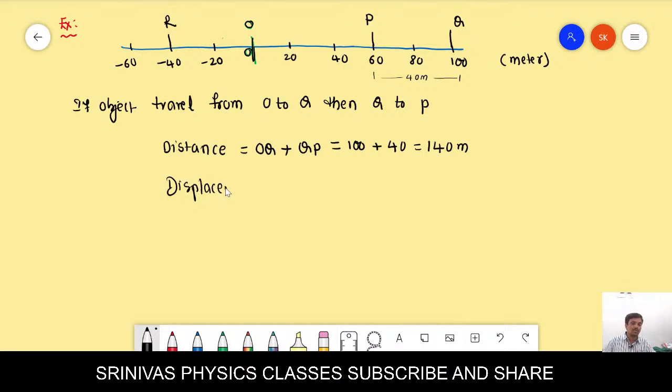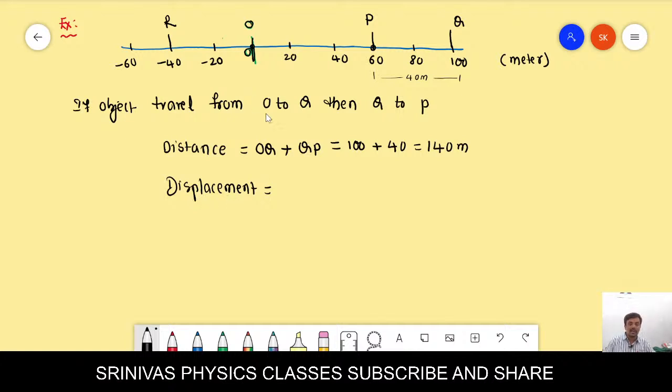Okay, distance understood. That is the length of the actual path. How the body travels, like that you can go and measure, that is the distance. Displacement means the shortest distance between the initial and final points. What is the initial point? The initial point is O. What is the final point? The final point is P. This is the definition of displacement: the shortest distance between the initial and final points.